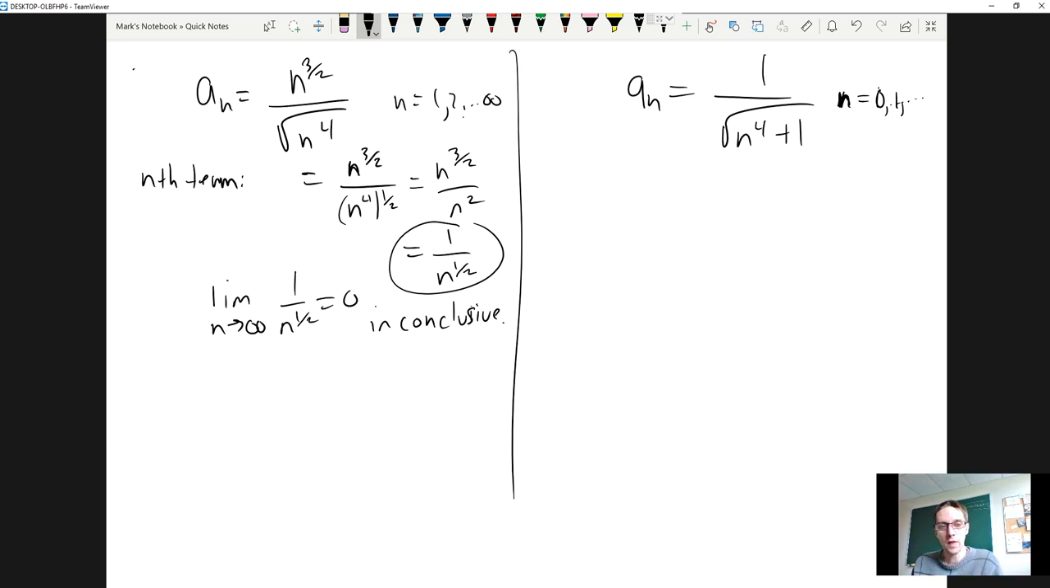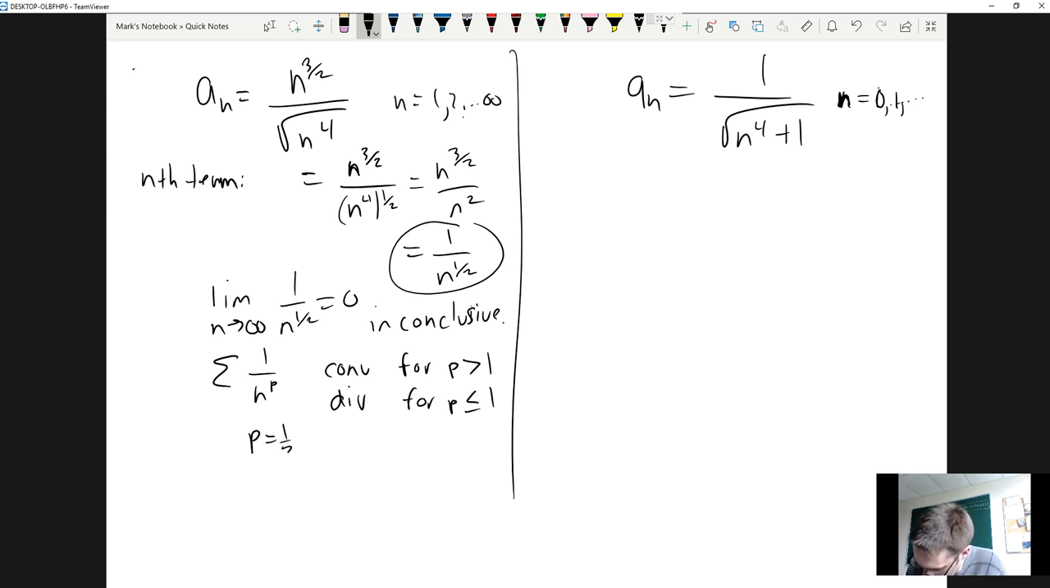Because if you remember the p series, we actually showed that the sum of 1 over n to the p converges for p greater than 1, and it diverges for p less than or equal to 1. And in this case, we just have p equals 1/2. And so although it is an implication of the integral test, we don't need to redo the integral. We would say that this one diverges. It's the p series with p equals 1/2, which is less than or equal to 1.